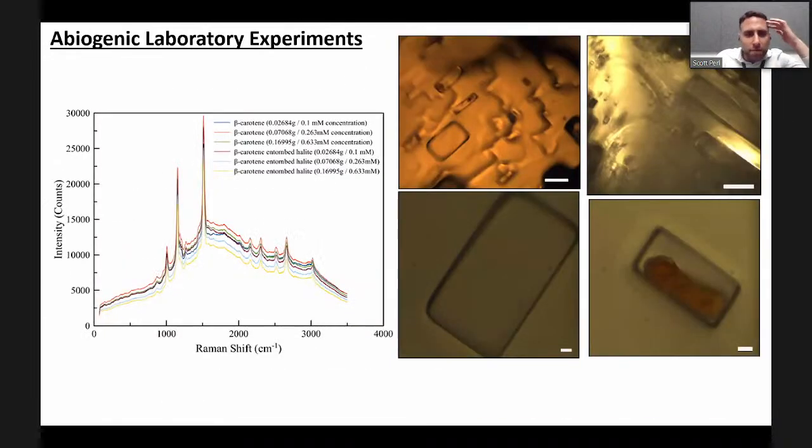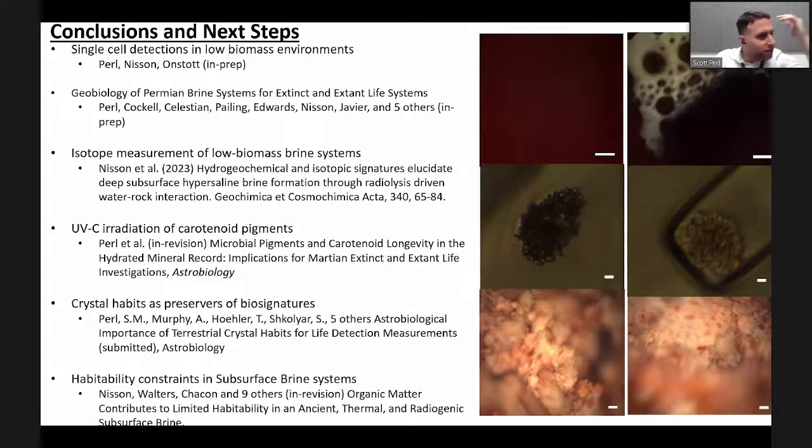I'll go into very briefly, because I'm running out of time, the array of brine and salt mineral work here. We're looking at single cell detections. We're looking at Permian brine preservation, as well as isotopic measurements of low biomass systems, and how these carotenoids can be irradiated but still preserved in terms of the Martian environment. We have a subgroup from a Center for Life Detection effort a few years ago, where crystal habits as a whole are a good sign of where you'd find these biosignatures, and then constraints regarding subsurface brine systems.